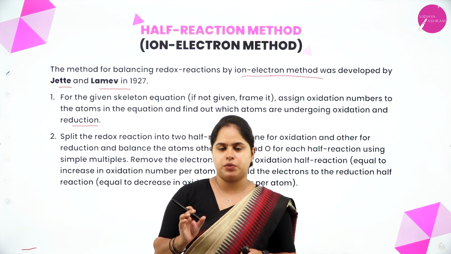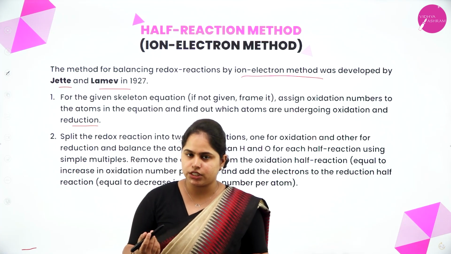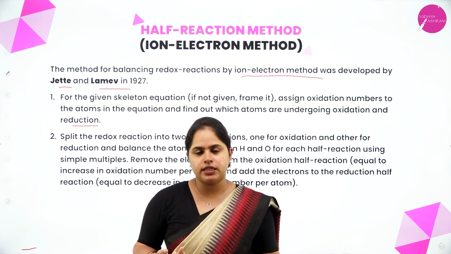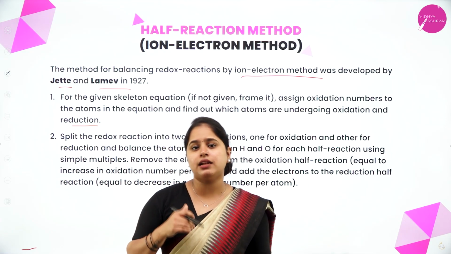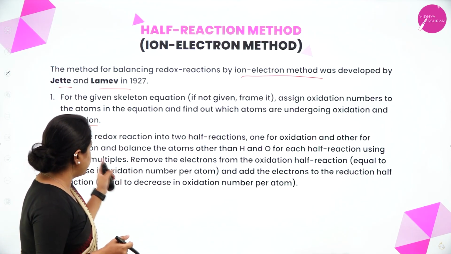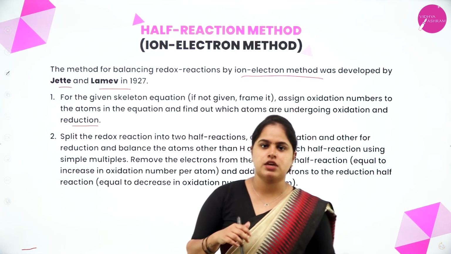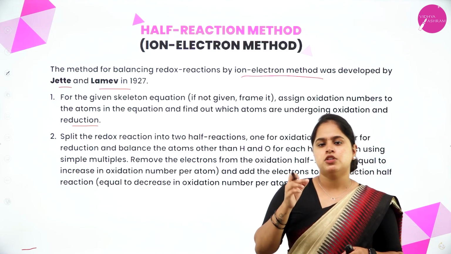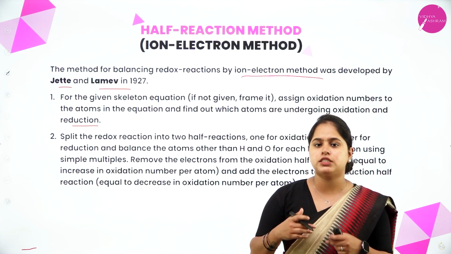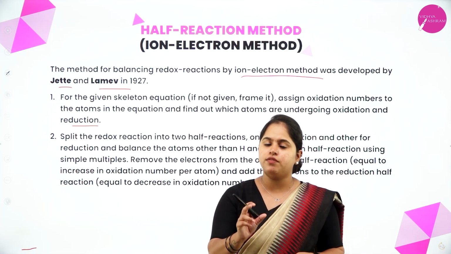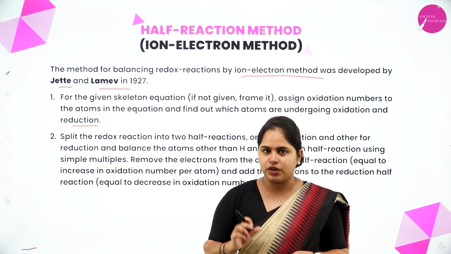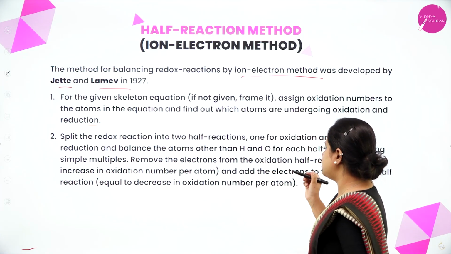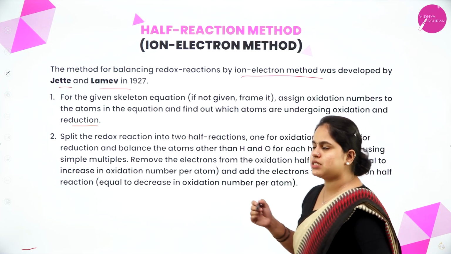First we have to write the skeletal equation, right? Then we have to assign the oxidation numbers based on the rules which we have already studied, right? Once we assign the oxidation numbers, we have to identify which atom is undergoing oxidation and reduction. The next step is to split the redox reaction into two half reactions. The method itself says it is the half reaction method or ion electron method, right? So in the next step, we split it into two different reactions. That means one will be the oxidation half reaction and the other will be the reduction half reaction, right? Then balance the atoms other than hydrogen and oxygen for each half reaction using simple multiples.